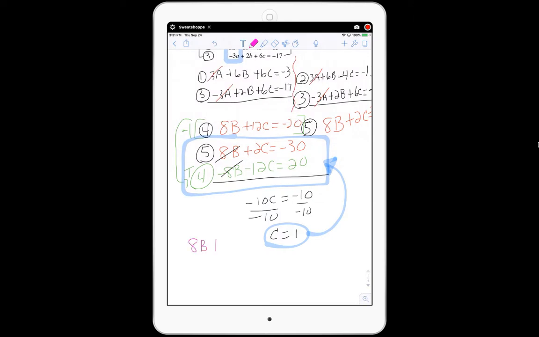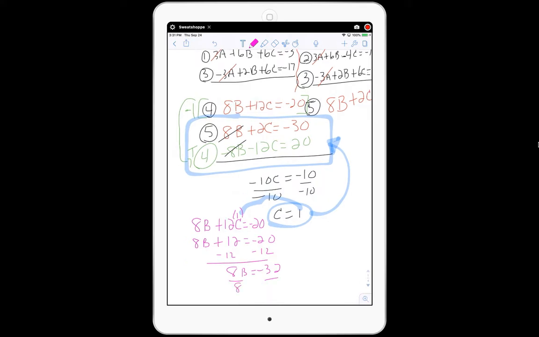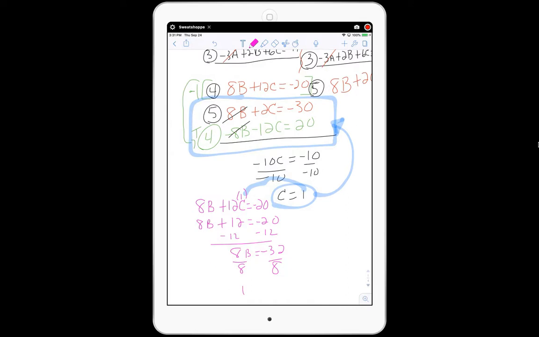8b plus 12c is equal to negative 20. Well, I'm putting a 1 in. This 1 needs to come right there. So I'm going to have 8b, and if I put a 1 right there, what's 12 times 1? Well, it's 12, equals negative 20. I'm going to subtract 12 from each side. And I get 8b is equal to negative 32. Be careful with negatives. Now divide by 8, and I get b is equal to negative 4.